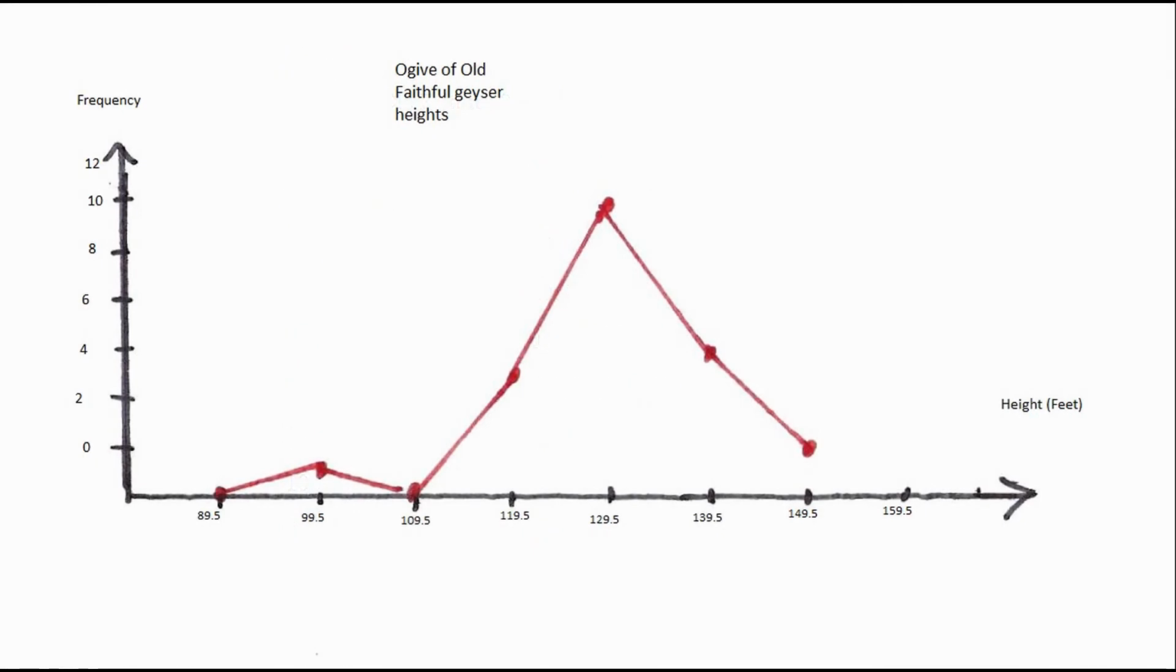Here we have taken the data from the stem plot of the Old Faithful geyser, and then we've turned it into an ogive. And the ogive is cumulative in nature, that is, it accumulates the frequency so you can see when you have a wide variety of measurements, in this case, eruptions of the geyser.